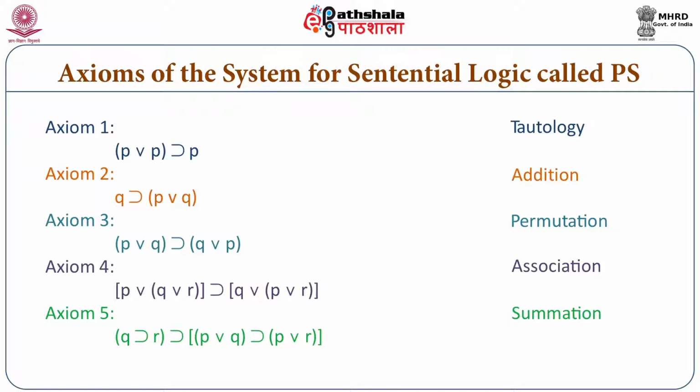And the last axiom, the fifth axiom, is called summation, and it reads like this. If Q implies R, then if P or Q, then P or R. We have just seen the axioms, and this will constitute what is so-called axiomatic system for sentential logic. But as mentioned, we will also need some rules which will help us to derive theses or so-called theorems. Let us look at these two rules.